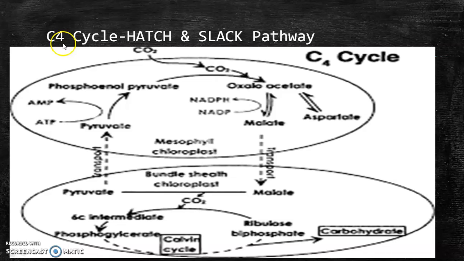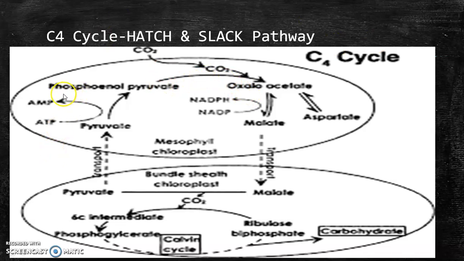The next cycle is the C4 cycle. It is otherwise called the Hatch and Slack pathway. These are found in plants such as sugarcane, corn, maize, millets, etc. These plants are designed so that they can efficiently fix carbon dioxide even at low concentrations of carbon dioxide. Such plants are said to be C4 plants, and they fix the carbon dioxide into 4-carbon compounds. So only they are termed the C4 cycle.